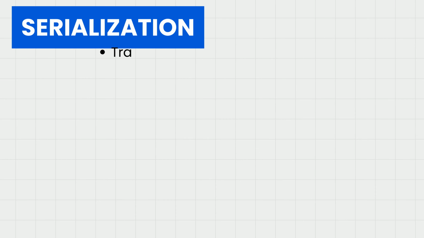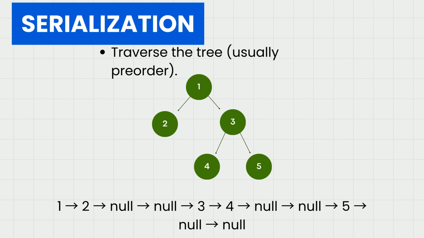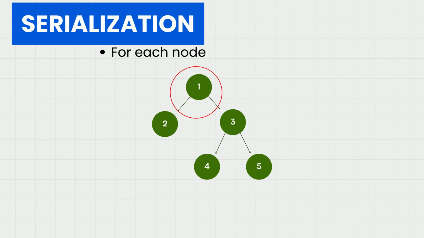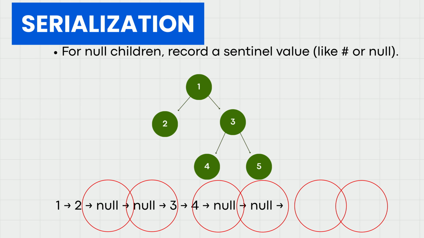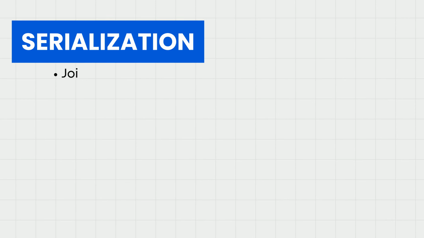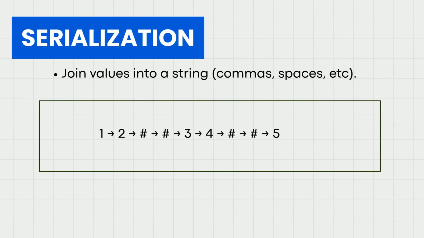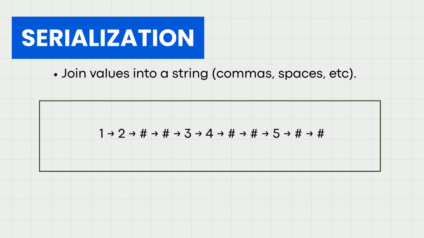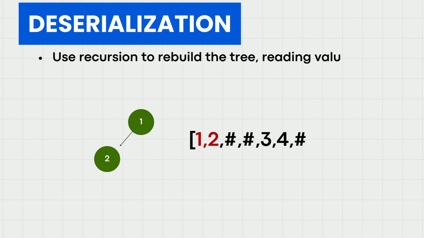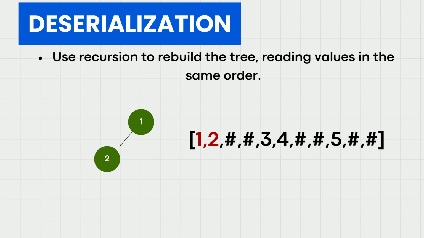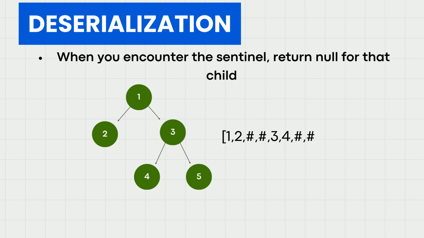Think step by step. For serialization, traverse the tree, usually pre-order. For each node, record its value. For null children, record a sentinel value, like hash or null. Join values into a string, with commas, spaces, etc. For deserialization, split the string into a list. Use recursion to rebuild the tree, reading values in the same order. When you encounter the sentinel, return null for that child.